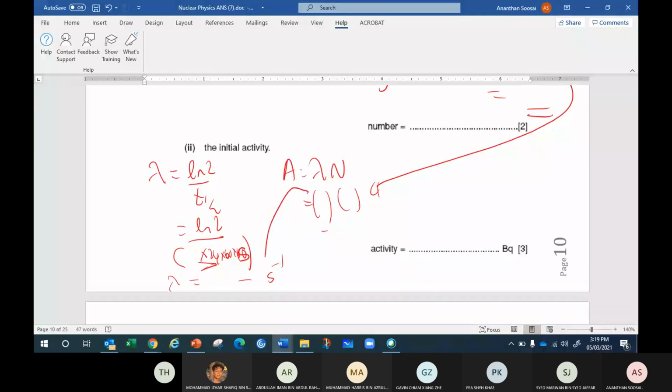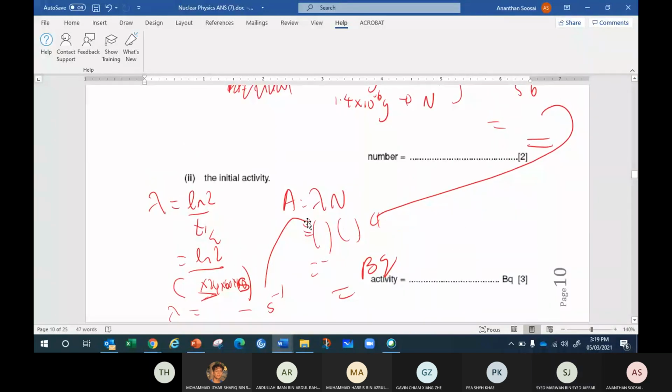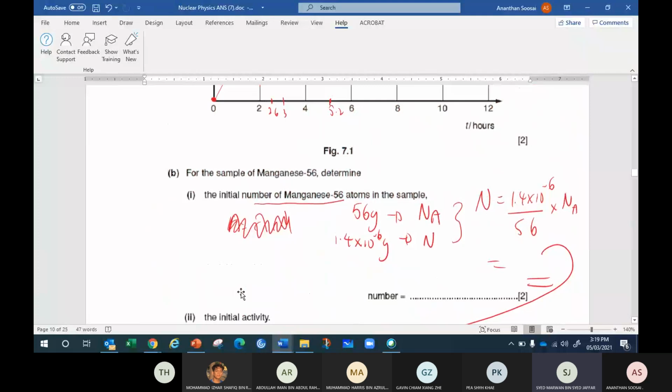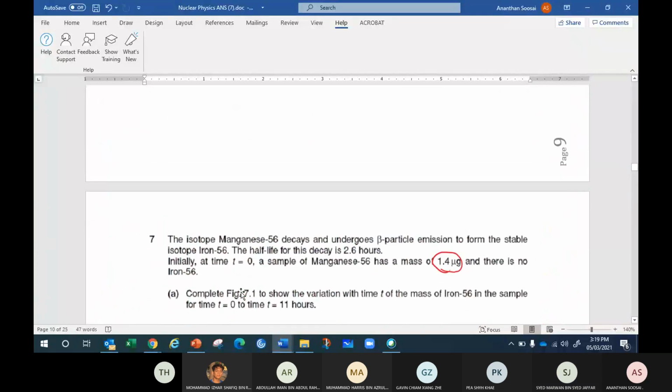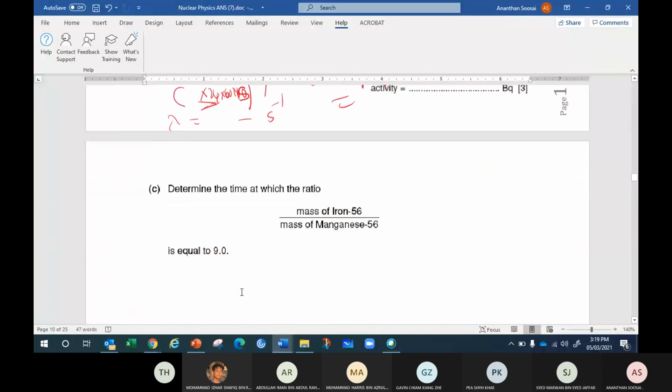So use that lambda here to get your activity in what unit? Becquerel. So it's just substitution. Be careful with the unit. What unit do you use? Any question from here?